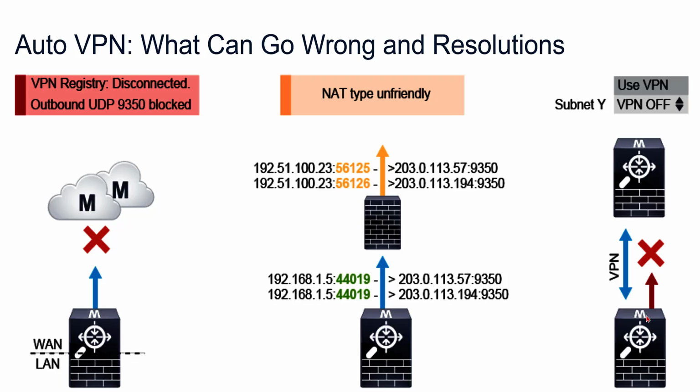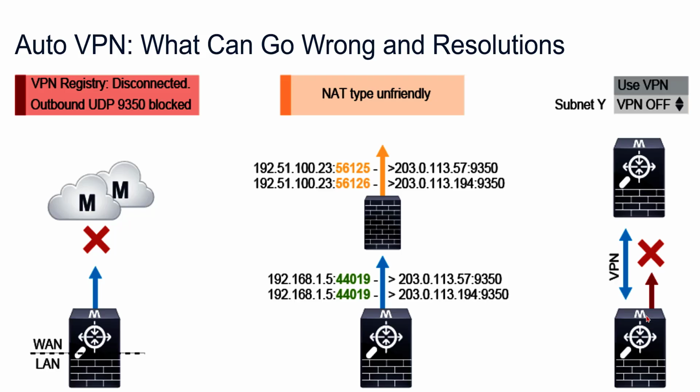or there's some sort of NAT translation failure. So NAT type is unfriendly, or there's some sort of routing failure. The tunnel's up, but we're not seeing any traffic. All right. So the MX can't reach, say, the Meraki registry. Check for 9350. No registration, no peer discovery, no tunnels. So go back and fix that outbound UDP 9350 and then verify your upstream firewall rules. If this is broken, nothing else matters.